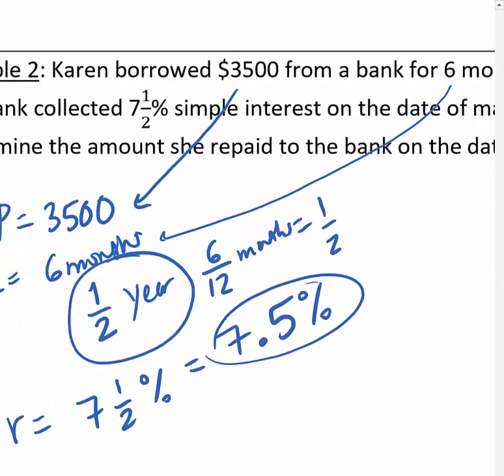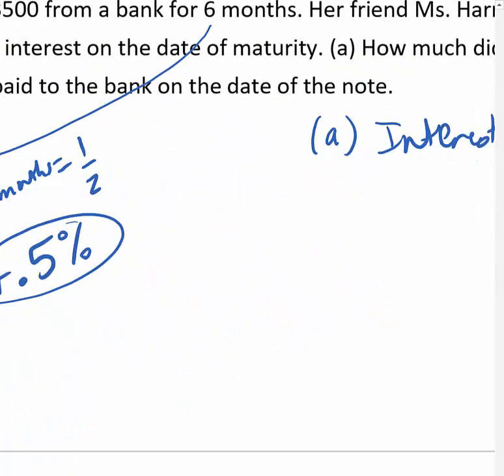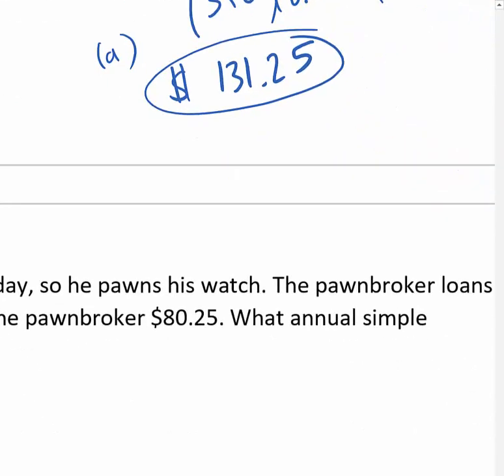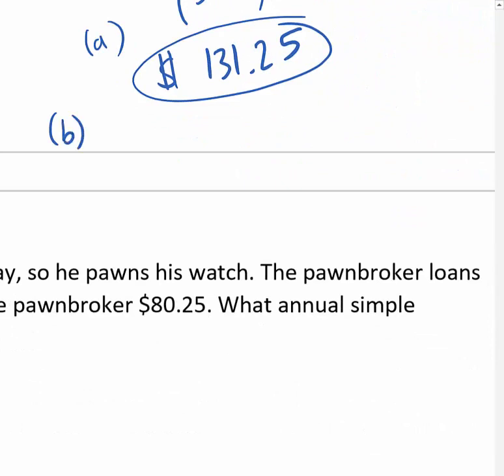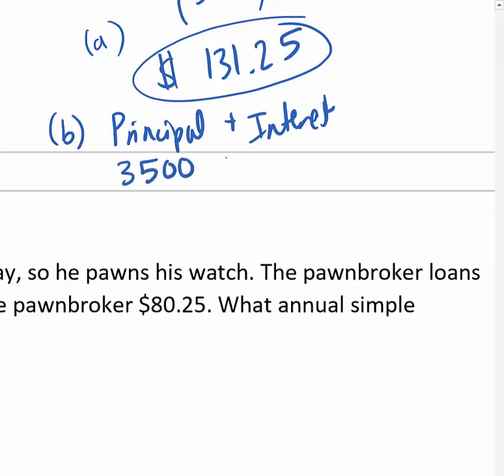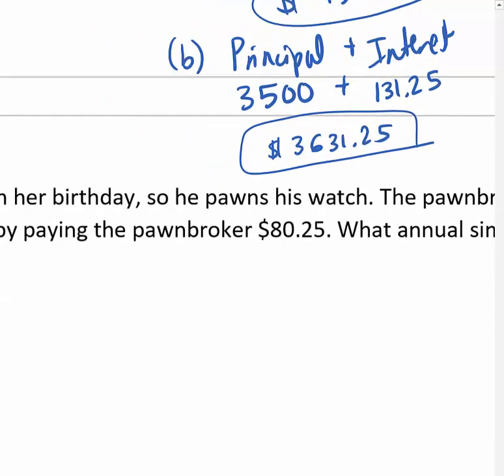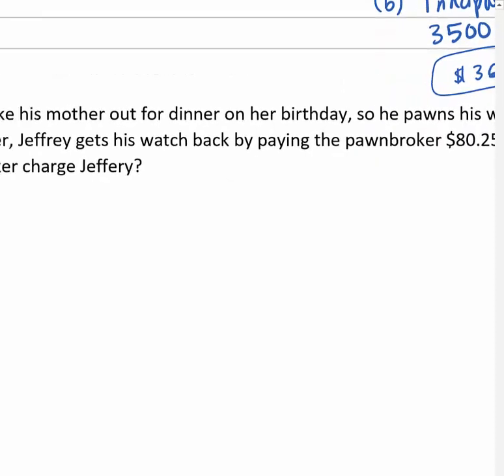Part B, determine the amount that she repaid to the bank on the date of the note. So I think they just kind of want us to use logic. When you repay a loan, you're going to be paying back the principal, because that's how much you borrowed, plus the interest. So that's the original amount she was loaned, $3,500, plus how much interest was there? 131.25. Alright, I think that's it. So that would be 3,631.25. Okay, that's not too bad. Good stuff. I think we're doing good here.